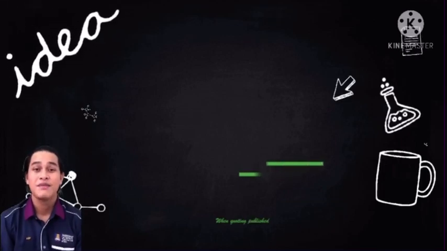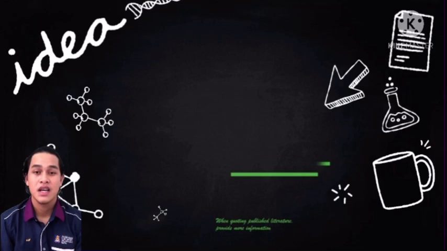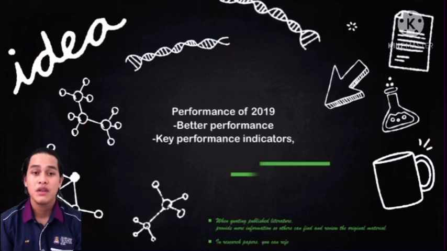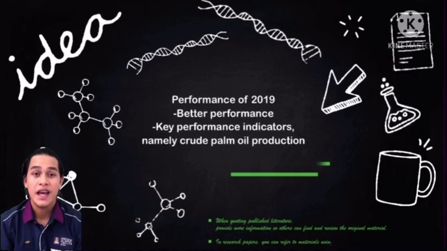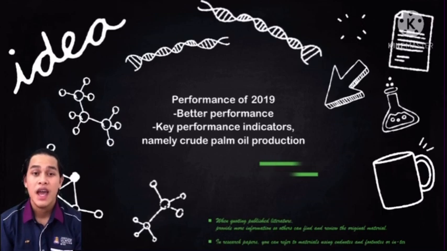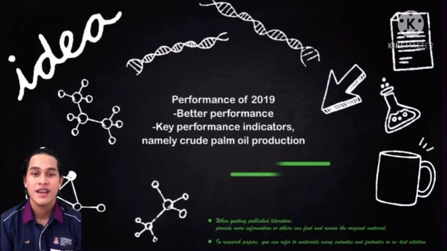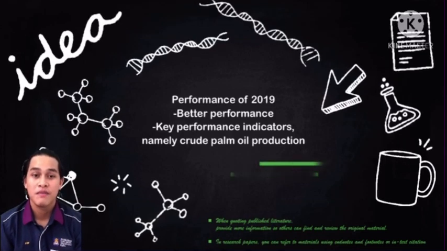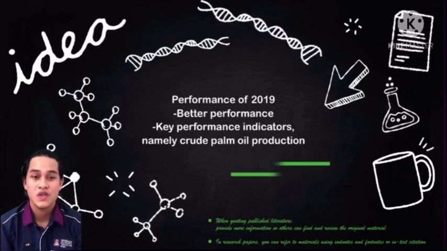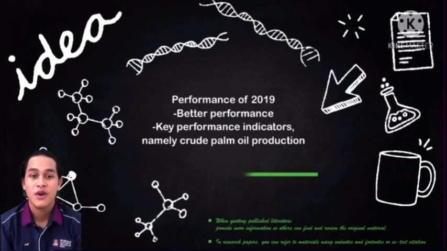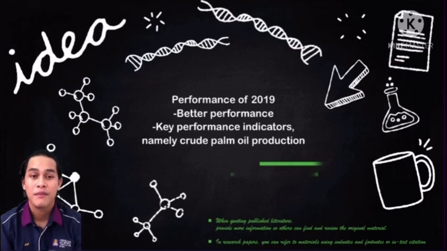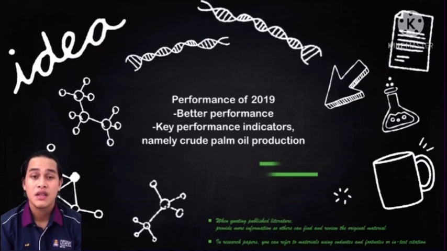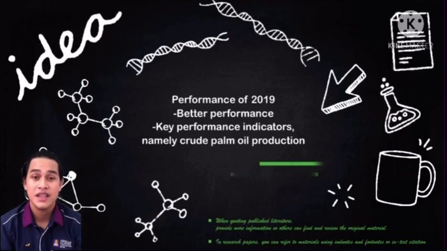In 2019, the Malaysian oil palm industry has shown a better performance as compared to 2018. Improvement was witnessed in key performance indicators, namely crude palm oil production, export, and palm oil stock. Overall, CPO production, export, and imports of palm oil increased, while palm oil stock, CPO price, and total export earnings of oil palm products declined. The decline of the oil palm products was due to some challenges that Malaysia was facing.